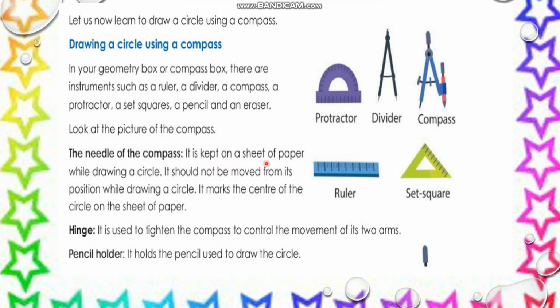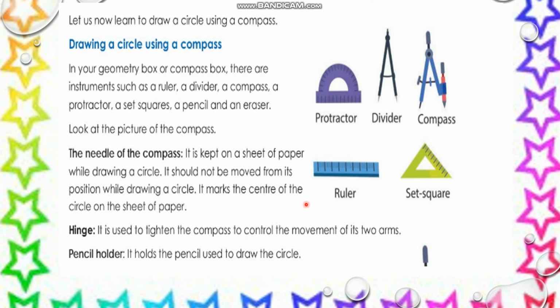It is kept on a sheet of paper while drawing a circle. So we have to place this tip firmly on the sheet of paper while we are drawing a circle. It should not be moved from its position while drawing a circle. If we move that needle tip, then our circle will have a different measurement. So we have to place the tip of that compass firmly on the sheet of paper.